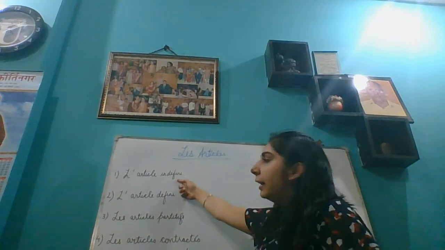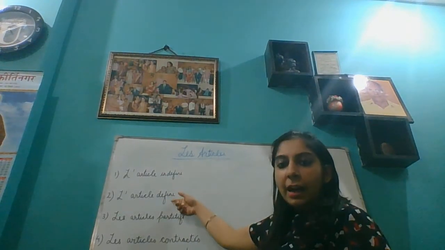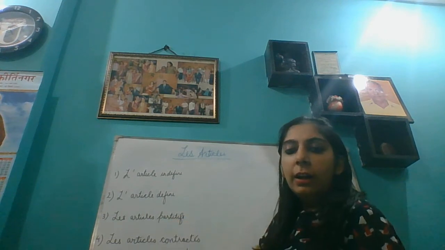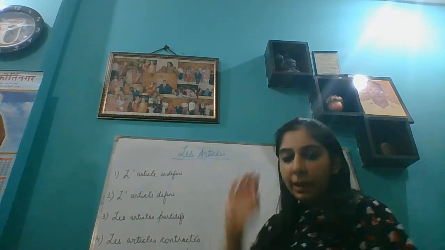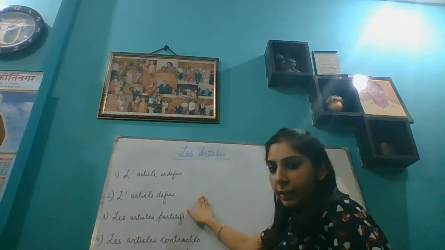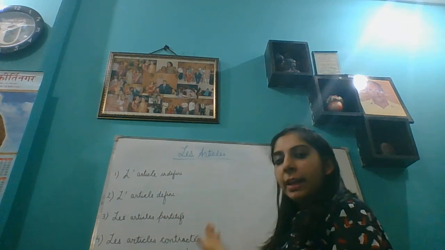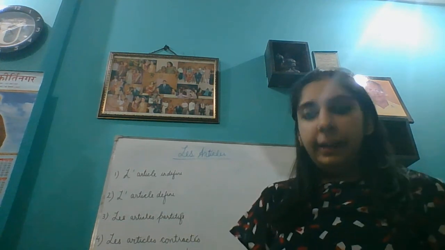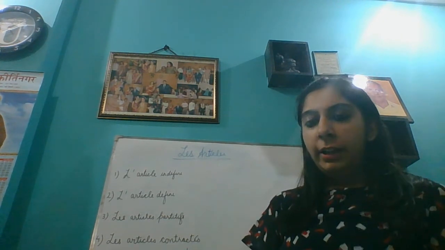article. L'article indéfini, l'article défini, l'article partitif, l'article contracté. I'll tell you in English. Indefinite articles, definite articles, partitive articles and contracted articles. We will learn about each article in detail. Let's start with the indefinite articles.